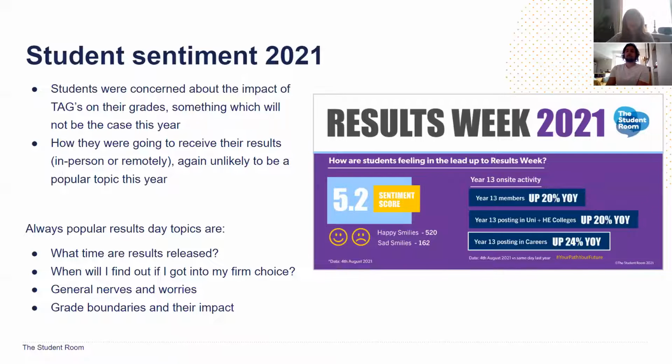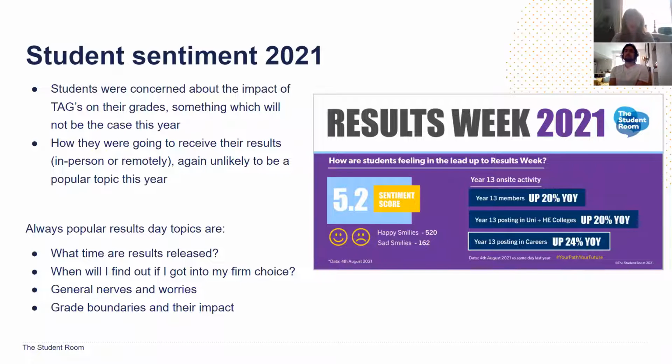Popular topics always include things like what time are results released, what is an embargo, how does that work, when will I find out if I got into my firm choice university, how does it work in terms of what comes first, grades or understanding whether you got into university or not. There's always general nerves and worries around results days, and this year grade boundaries and their impact will also be something which is particularly pertinent.